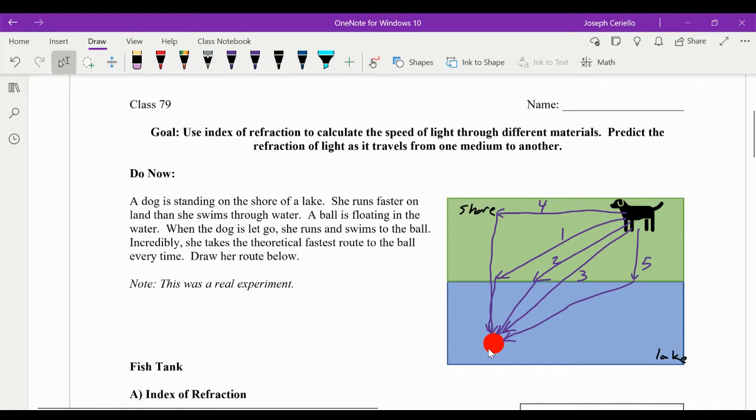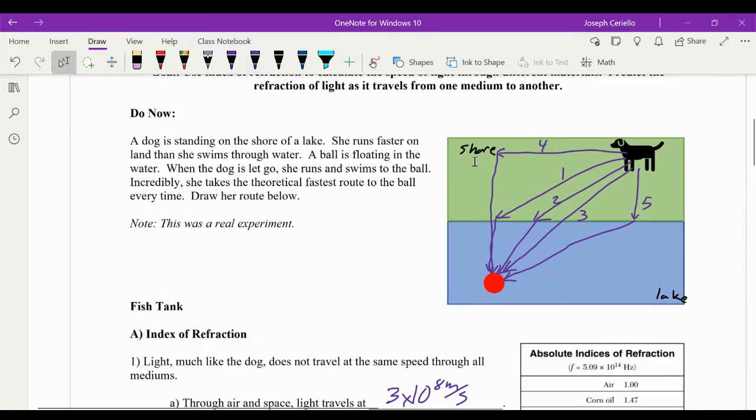Hey everyone, class 79. Our goal is to use the index of refraction to calculate the speed of light through different materials and predict refraction of light as it travels from one medium into another. So there's a little thought experiment here to start. You've got a dog on the shore, there's a ball floating in the lake, and the dog is going to run to the ball and swim to the ball. And the question is, what is the fastest route possible for the dog to take?